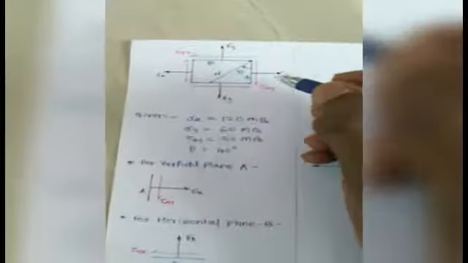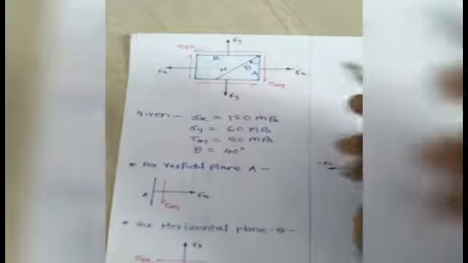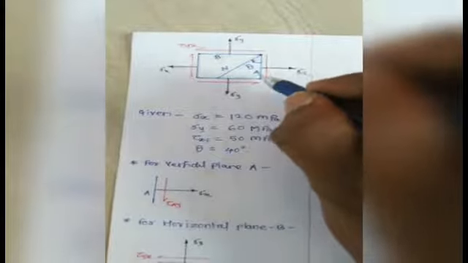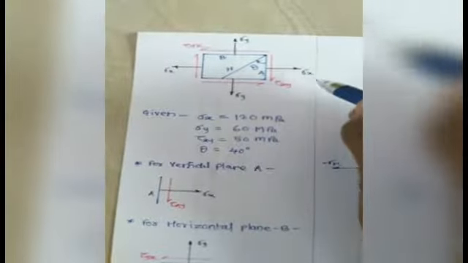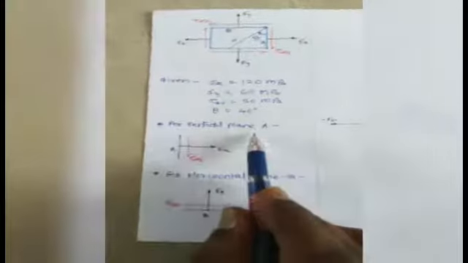As we already discussed in yesterday's lecture, in the Mohr circle method each plane is indicated by one point in the Mohr circle. Therefore this vertical plane A will be indicated by a point A, and similarly this horizontal plane will be indicated by point B.